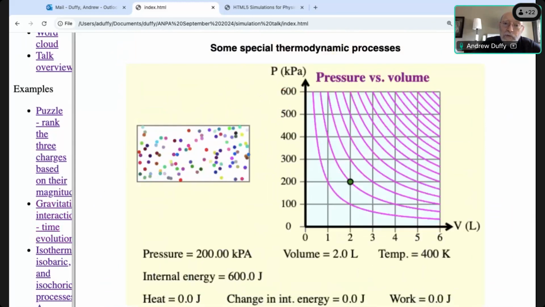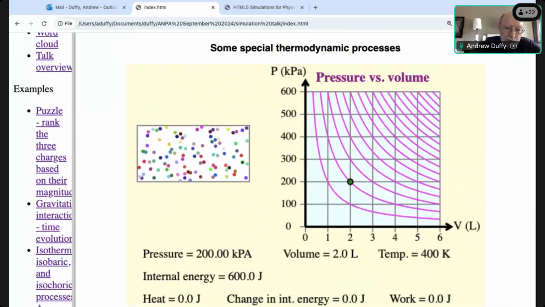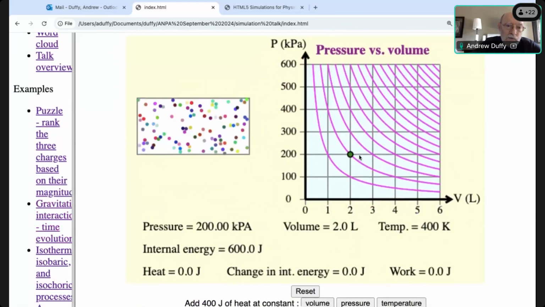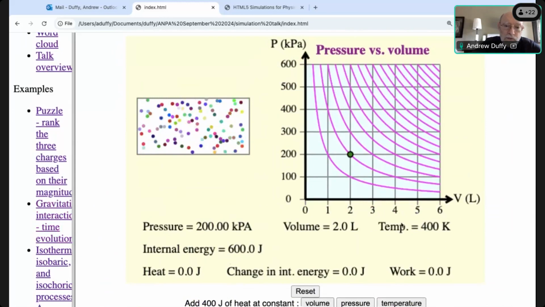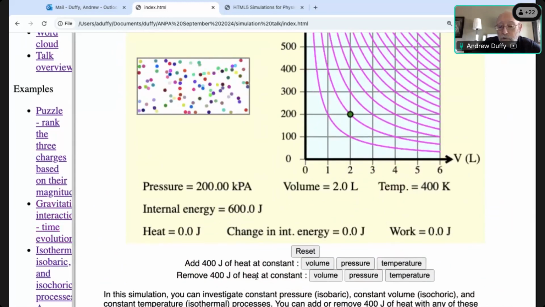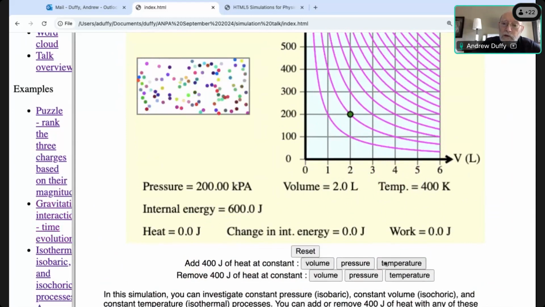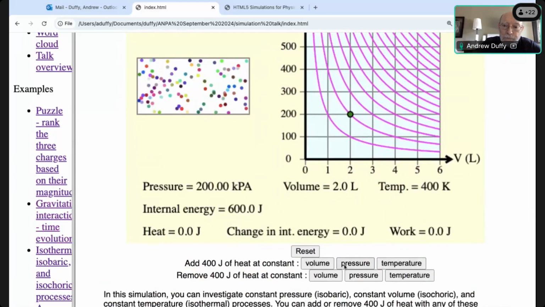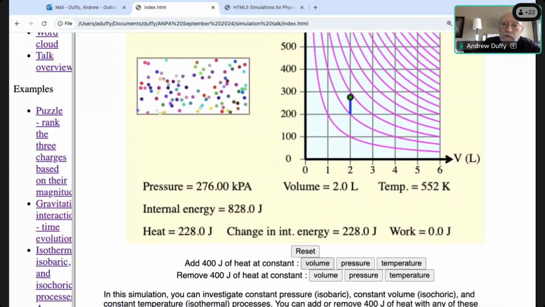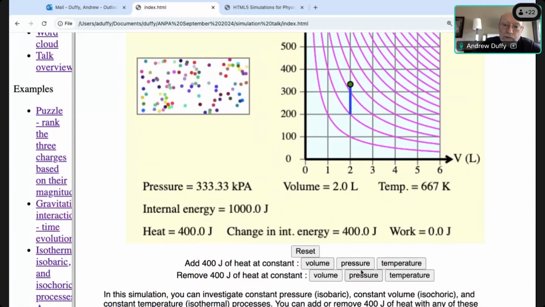Thermo. So we get some thermodynamics going on. We get some ideal gas particles in a box, and there's a particular state that we start off with, a known pressure and volume and temperature. And now we can add or remove 400 joules of heat in various ways. We can do it at constant volume, constant pressure, or constant temperature. Okay, so we can just try this and see what happens. So we added at constant volume. It's always 400 joules. And so you can see a constant volume process.